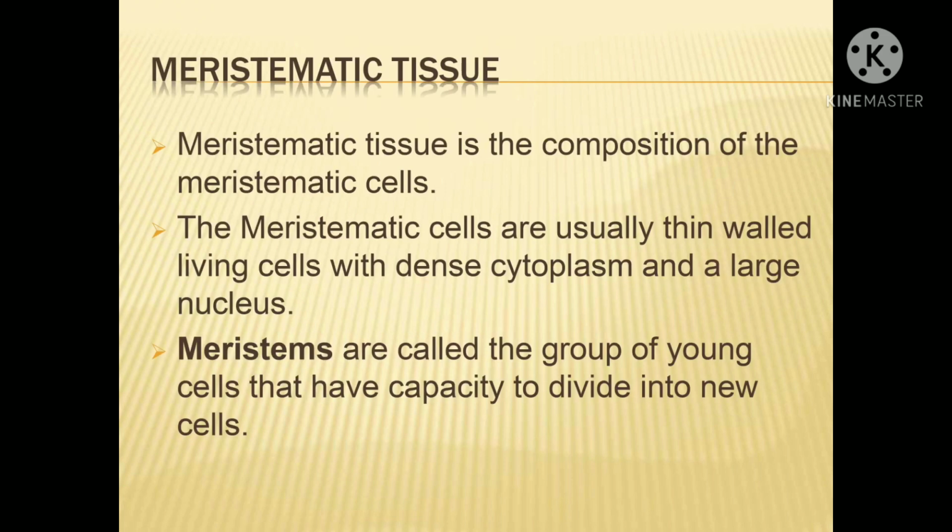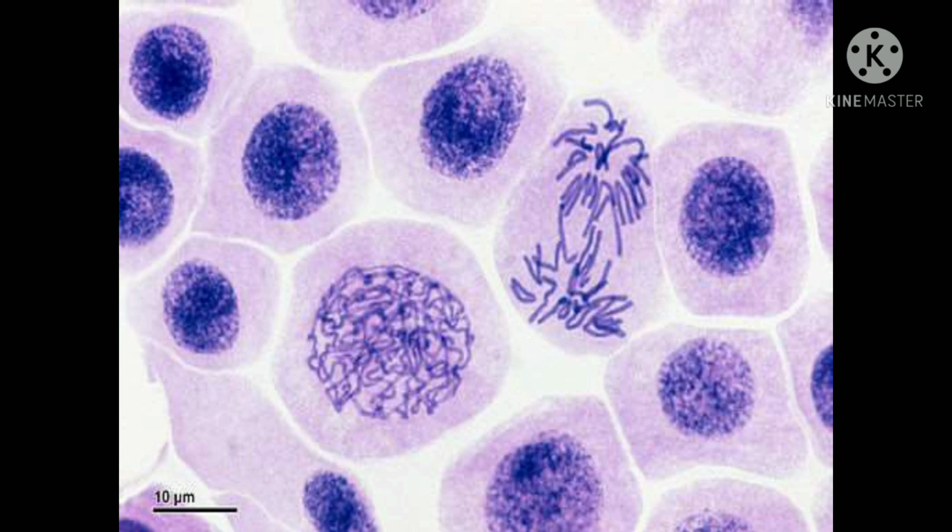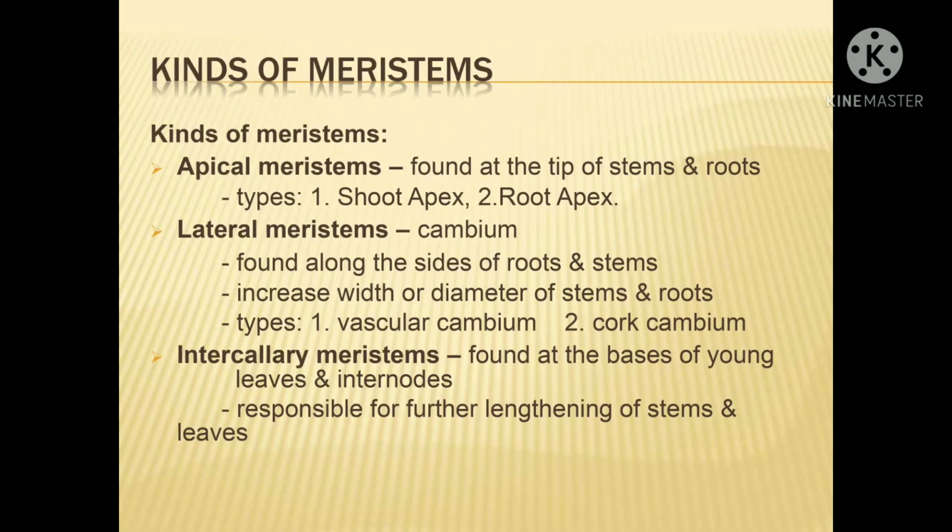In meristematic tissue, as I mentioned, these are very young cells. They are living. They have a very thin cell wall. They have dense cytoplasm. They are large. They have a large nucleus and they are continuously dividing. They have the capacity to divide. You can see in the image, these cells are very actively dividing. They have a large nucleus so that they can continuously divide. They have intercellular space. You can see there is hardly any cell wall. So they have a very thin cell wall and it helps them to divide easily.